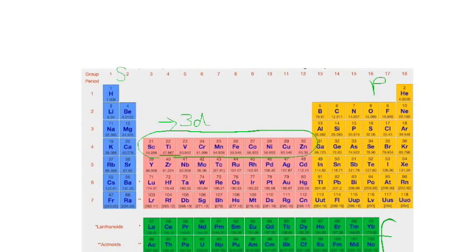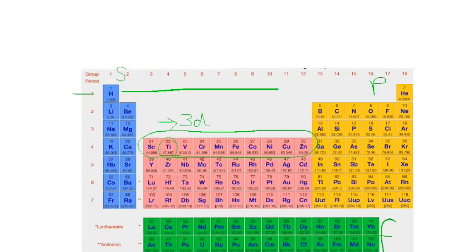If we were to look at something like titanium, let's have a go at writing the electron configuration for that. Now you can see that titanium is element number 22. So we need to have 22 electrons worth in our configuration. And we'll do a check on that this time.